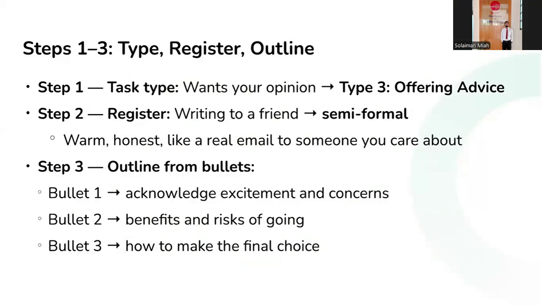Step 3. Use the bullet points as your outline. Look at what each one is asking. The first bullet asks you to acknowledge Callum's excitement and concerns. The second asks you to share your thoughts on the benefits and risks. The third asks you to suggest how he could make his final choice. Those 3 bullet points just wrote the outline for your 3 body paragraphs.